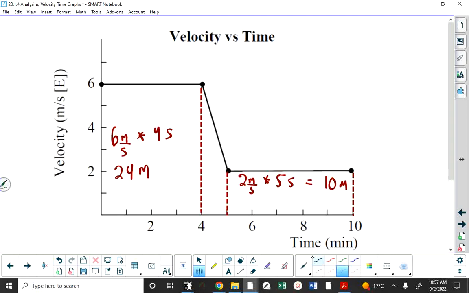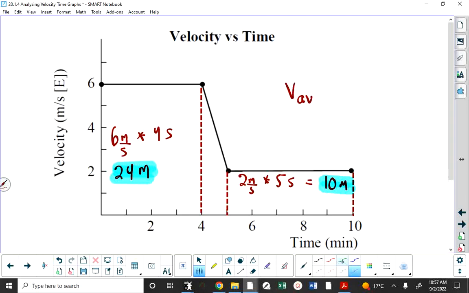So far what we have here, everybody, is in the first 4 seconds, it travels 24 meters east. In the last 5 seconds, it travels 10 meters east, but it also travels a further displacement in between. Well, I talked about that formula having average with the velocity for a reason. Let's talk about that now.